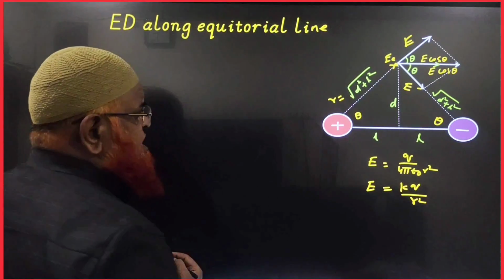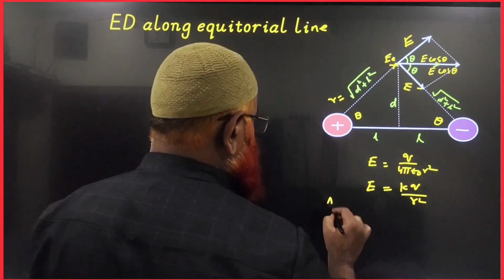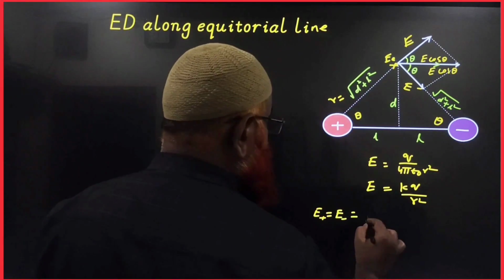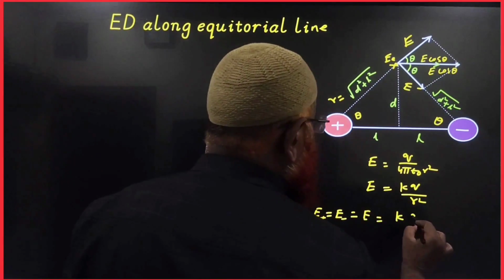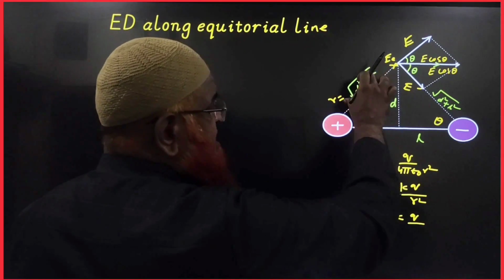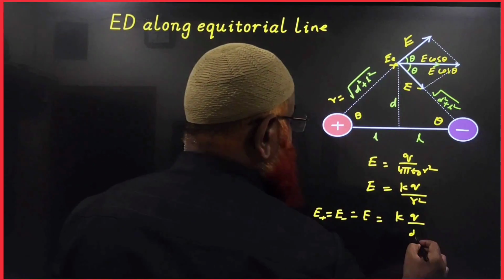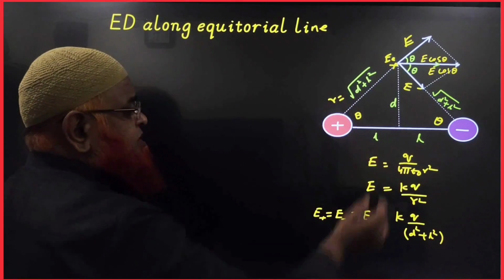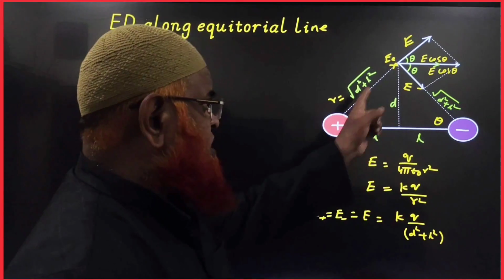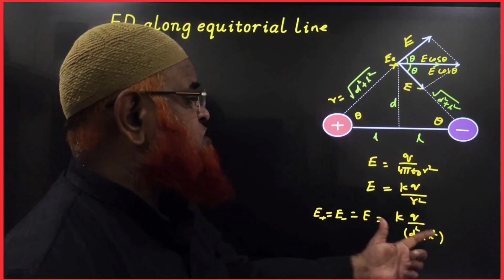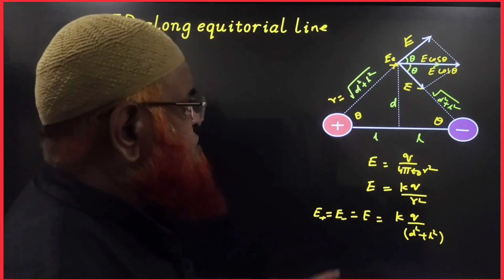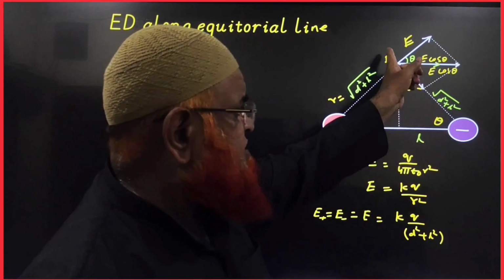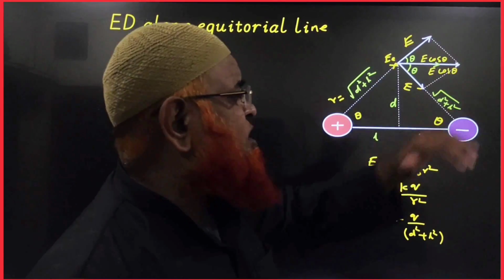Anyhow, E because of the positive charge and E because of the negative charge are both going to be the same, which is E equals K Q by R square. R square means it is d square plus L square. Root and square get cancelled, you are getting only d square plus L square, that's it. So E because of the positive charge and E because of the negative charge is this much only. Okay, so because of this E, the component in this direction is E cos theta, and because of this E, the component here is also E cos theta.